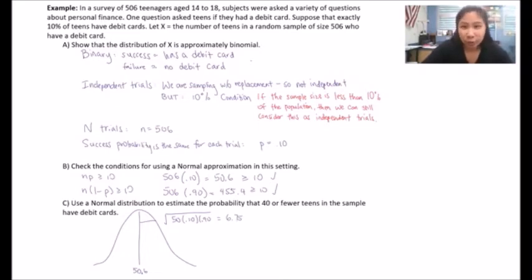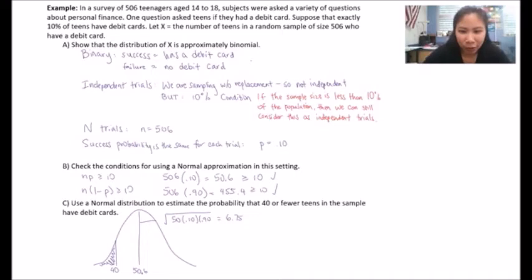And then doing my shading for the picture, we want to find the probability that 40 or fewer teens in the sample have debit cards. 40 would be a number smaller than 50.6, so it's going to be on the left. We're shading to the left because we're asking about 40 or fewer. Remember, whether we have less than 40 or less than or equal to 40, the area is still the same.